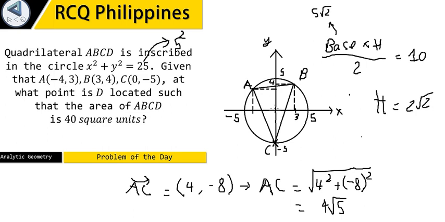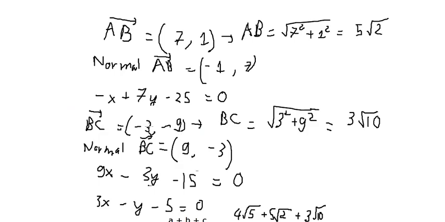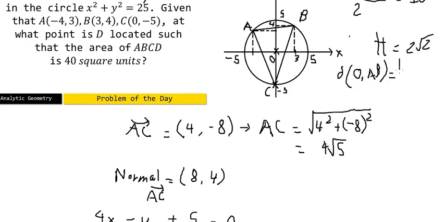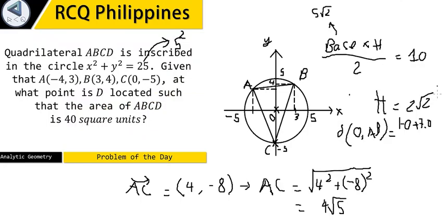However, from the center to AB, we have 0, 0 here. So we have the distance between the origin and AB. For AB, we just have negative x plus 7y minus 25. So we have the absolute value of negative 1 multiplied by 0, plus 7 multiplied by 0, and we have negative 25.